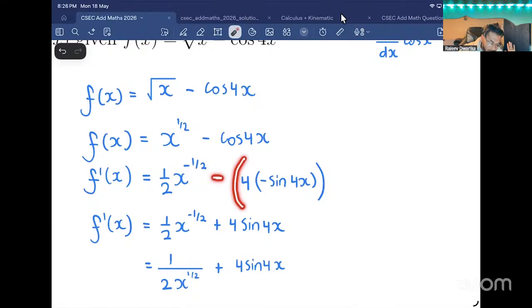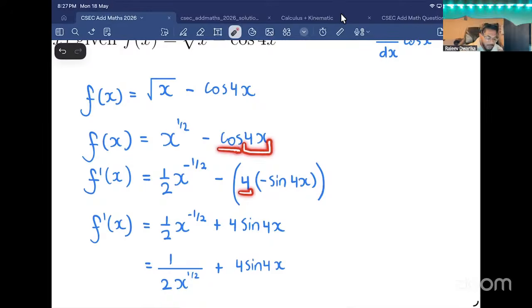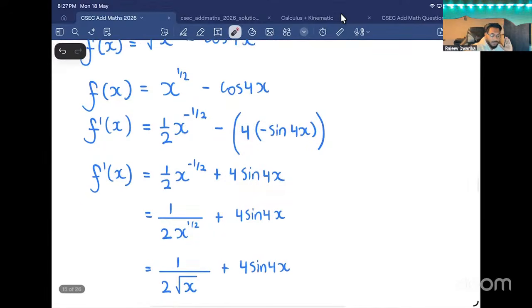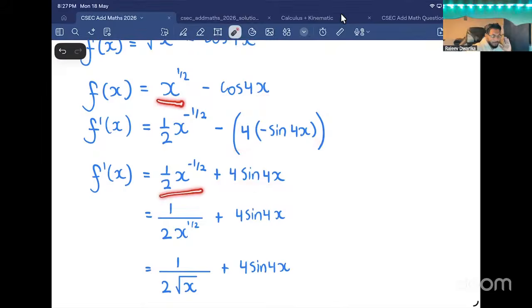I'm going to open up a bracket, and I'm going to differentiate cosine 4x. This is a chain rule example. I'm going to differentiate the inner function first. If you differentiate 4x, what will that be? 4. If I differentiate cosine, that'll be minus sine. And then I put back the inner function, 4x. Minus 4 by minus is a plus, so that's how I get a plus 4 sine 4x. So you okay with how I differentiated the minus cosine 4x? And you okay with how I differentiated the x to the half?